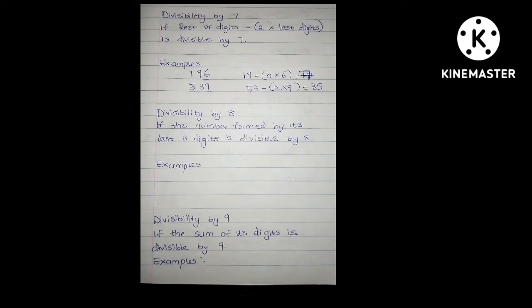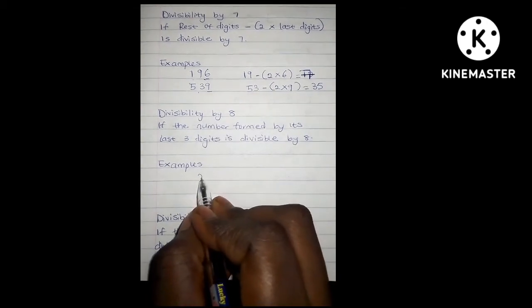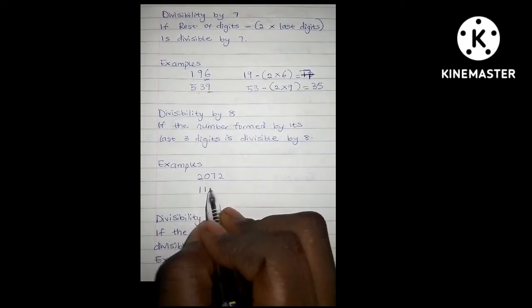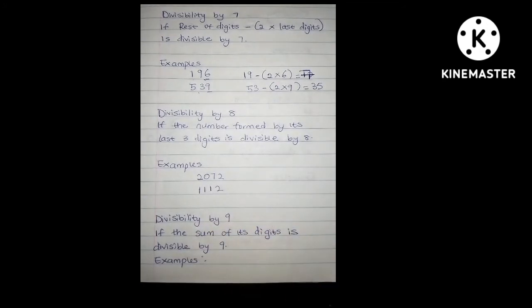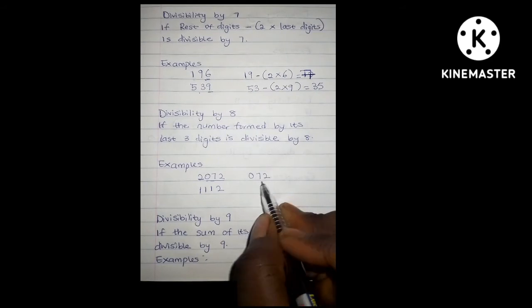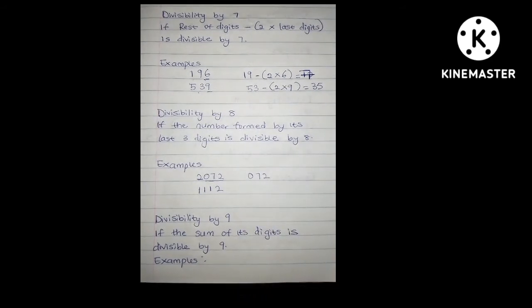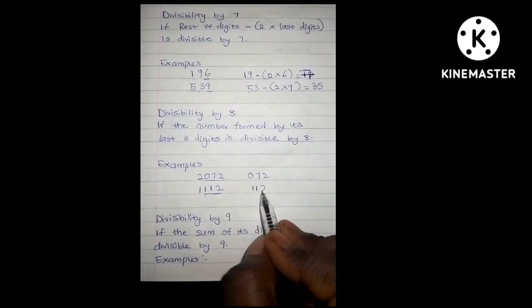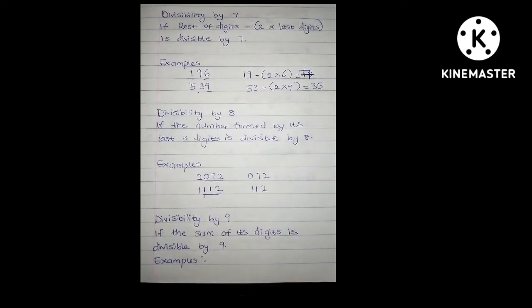Alright, taking a look at these examples, we have 2072 and we have 1112. Now the last 3 digits here is 072, which is also known as 72, is divisible by 8. For the next, the last 3 digits number here is 112, and 112 is divisible by 8. That is to say, these numbers are divisible by 8.